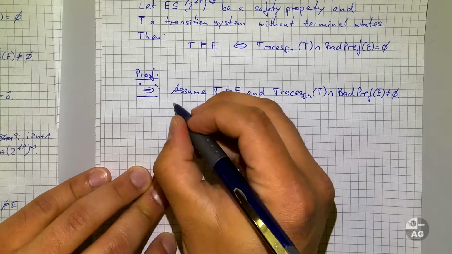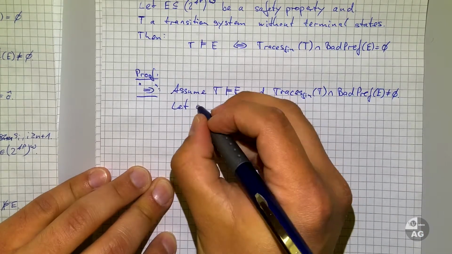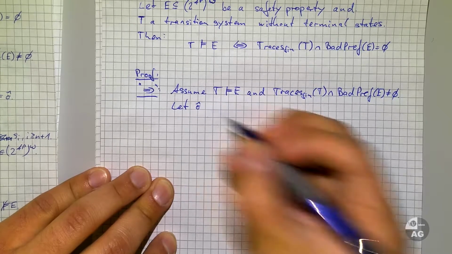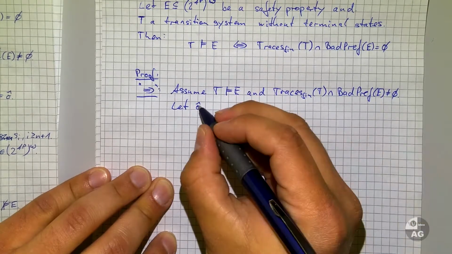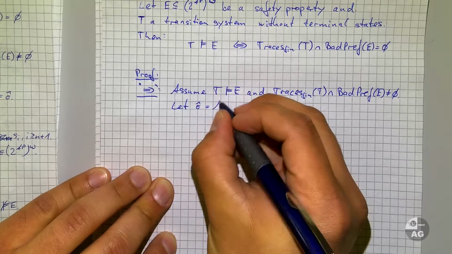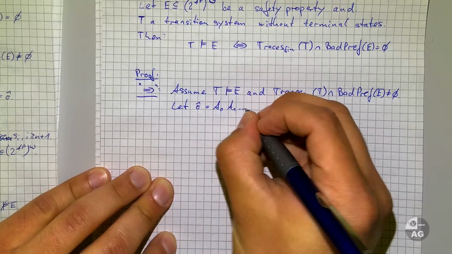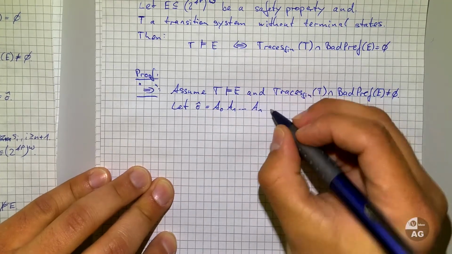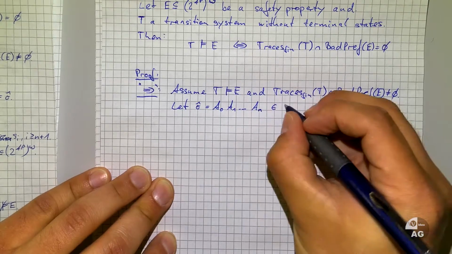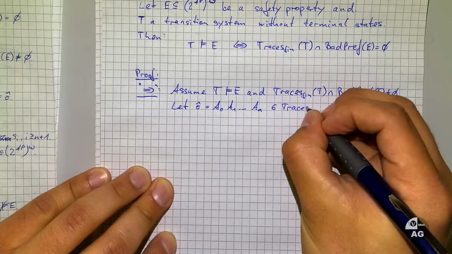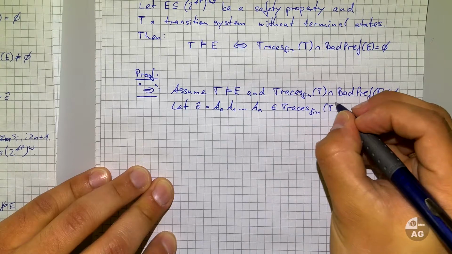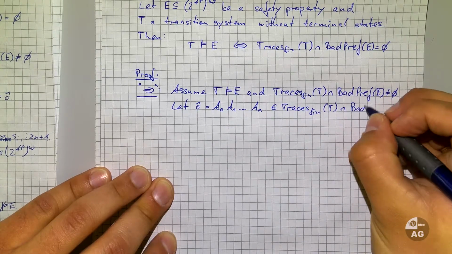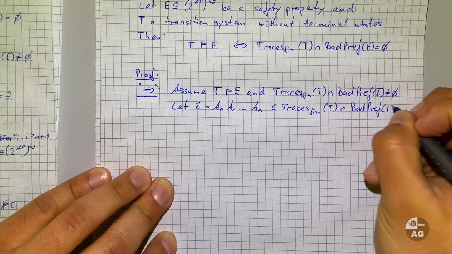So let's do that. So let's have a finite word, sigma head. It's the word A0, A1, and so on up until AN. And it's contained in this intersection: finite traces of the transition system together with the bad prefixes of E.